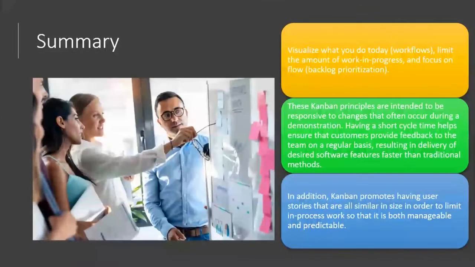So in summary, visualize what you do today, limit the amount of work in progress, and focus on flow, backlog prioritization. These Kanban principles are intended to be responsive to change that often occurs during a demonstration. Having a short cycle time helps ensure that customers provide feedback to the team on a regular basis, resulting in delivery of desired software features faster than traditional methods. In addition, Kanban promotes having user stories that are all similar in size in order to limit in-process work so that it is both manageable and predictable.